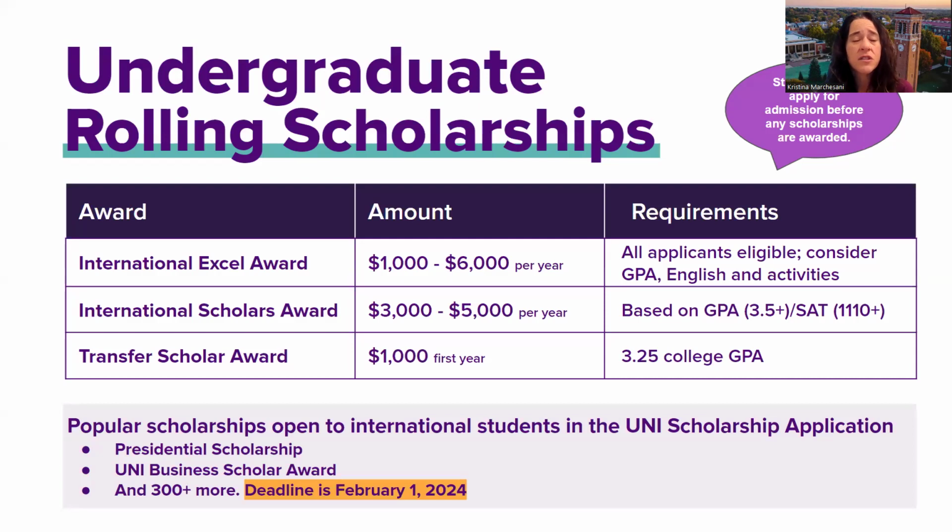We also encourage you to look externally. Talk to your counselor at your high school, talk to Education USA, go online, don't pay for any sort of scholarship website, but go online and see what else is out there, because there are other possibilities for you to get some sort of support. And we really want to help you make university affordable for you.